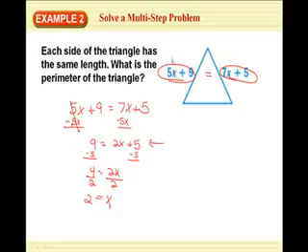5 times 2 is 10. 10 plus 9 is 19. 7 times 2 is 14. 14 plus 5 is 19. So we know it's right because those sides were supposed to be the same.